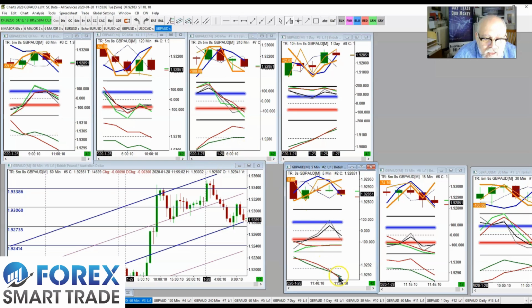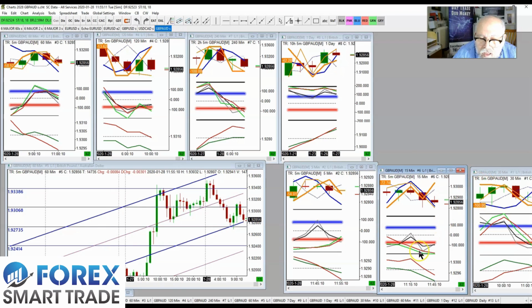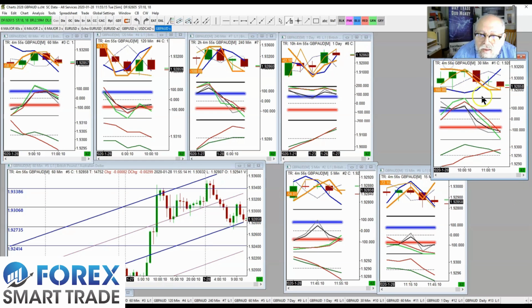On the shorter term indicators, I've got down, I'm oversold, but I got down pressure. 15-minute, I've got down pressure. I'm oversold, but I've got down pressure. And on the 30-minute, I got red crossing on top, and I'm oversold. 120, I've got down pressure, slight down pressure.